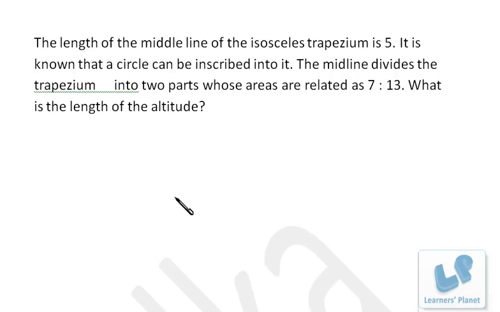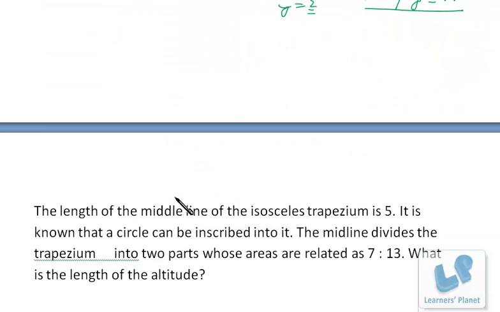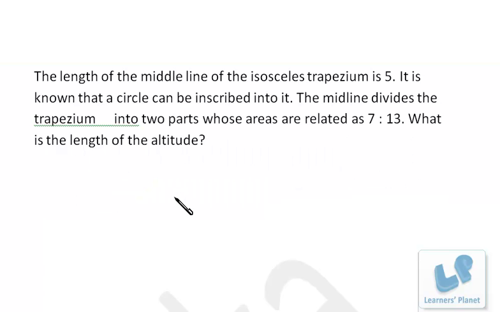Now this question: the length of the middle line of the isosceles trapezium is 5. It is known that a circle can be inscribed into it. The midline divides the trapezium into two parts whose areas are related as 7:13. The same figure that we have used earlier can be used over here. In this case, the length of the midline is 5, and this trapezium can inscribe a circle.